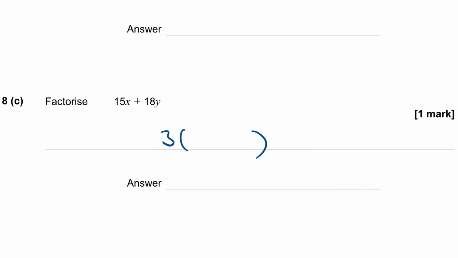Now to work out what goes on the inside of the bracket, we just need to think about, well, 3 times what is going to give me 15x? Well, 3 times 5x gives me 15x. We're going to have a plus in between. And 3 times what gives me 18y? Well, 3 times 6y must give me 18y. So I get 3 lots of 5x plus 6y.